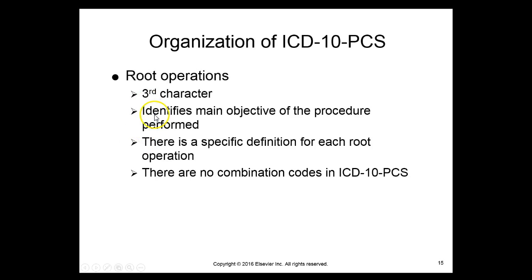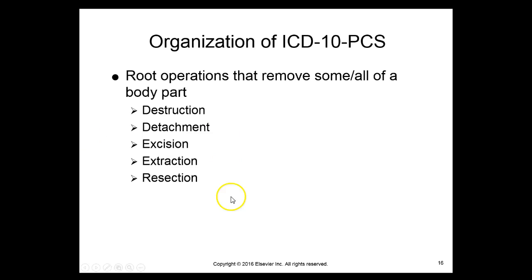The root operation identifies the main objective of the procedure being performed. There's a specific definition for those root operations, and there are no combination codes in the procedural coding system. You don't break out a procedure and code its components, but we don't have combination codes in PCS.